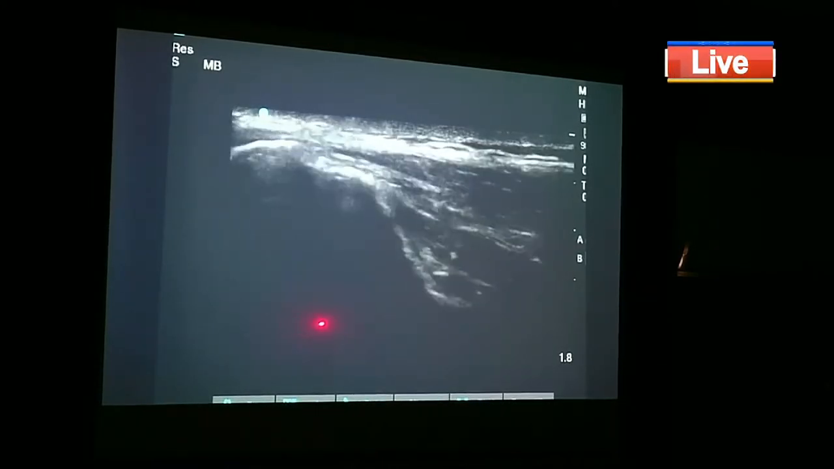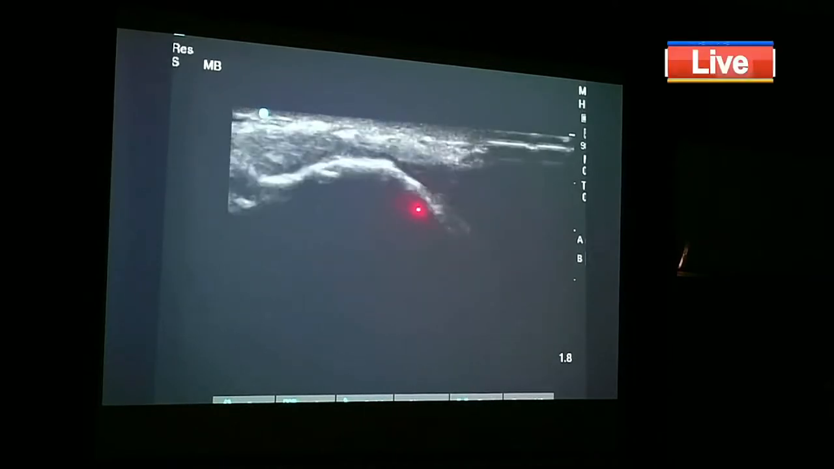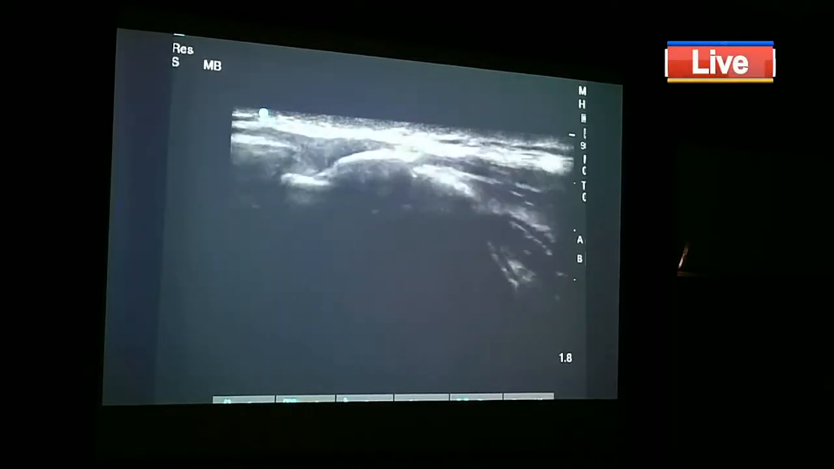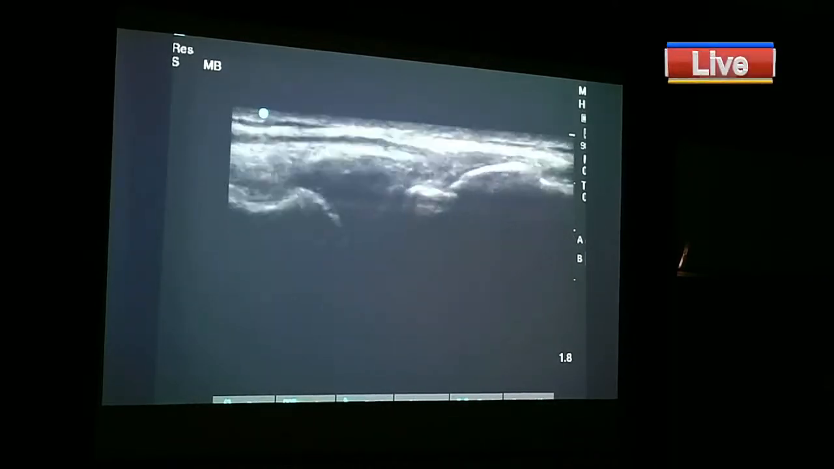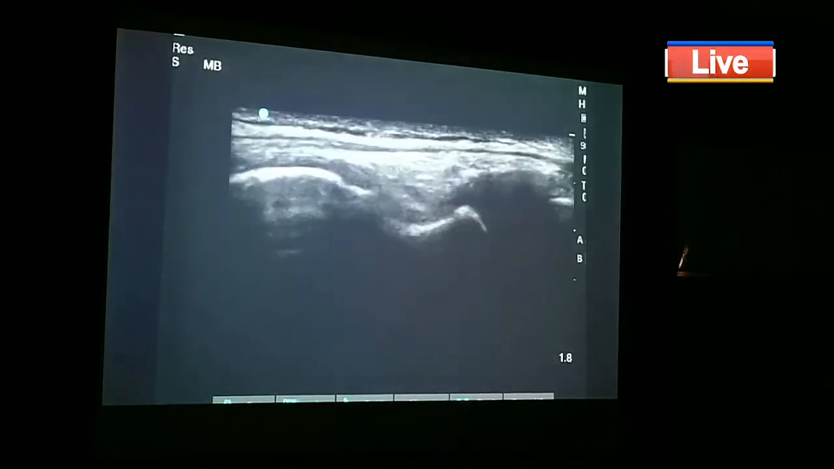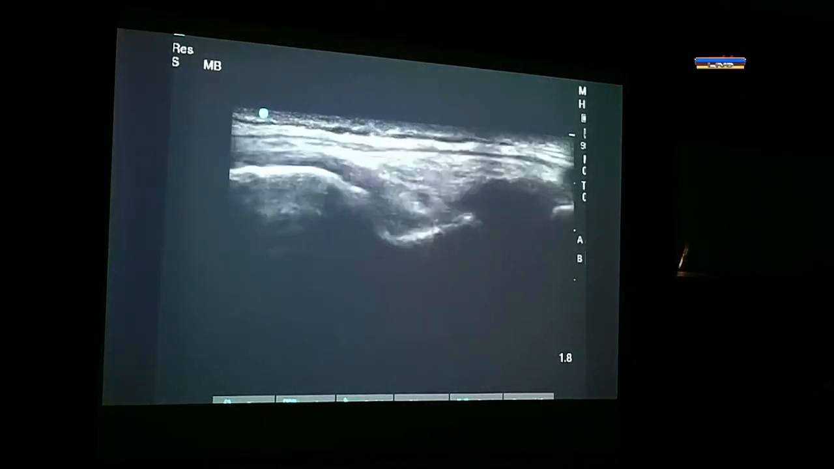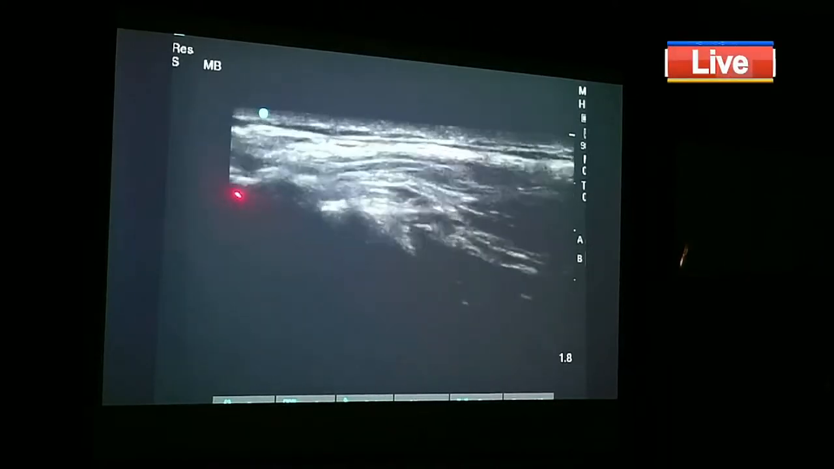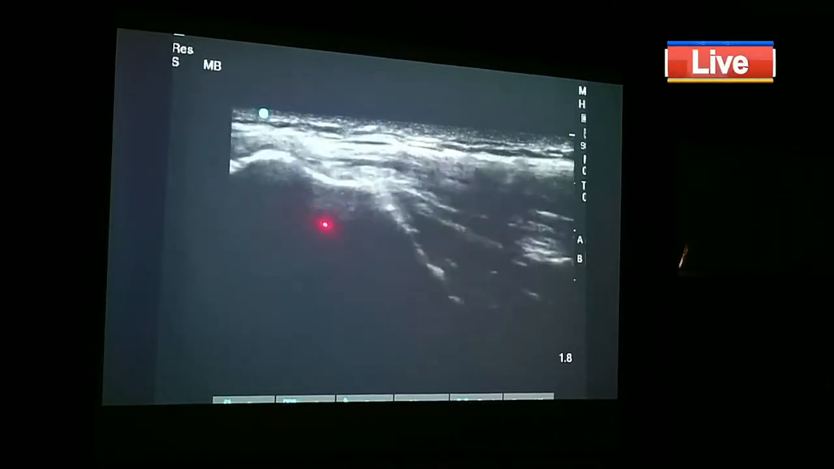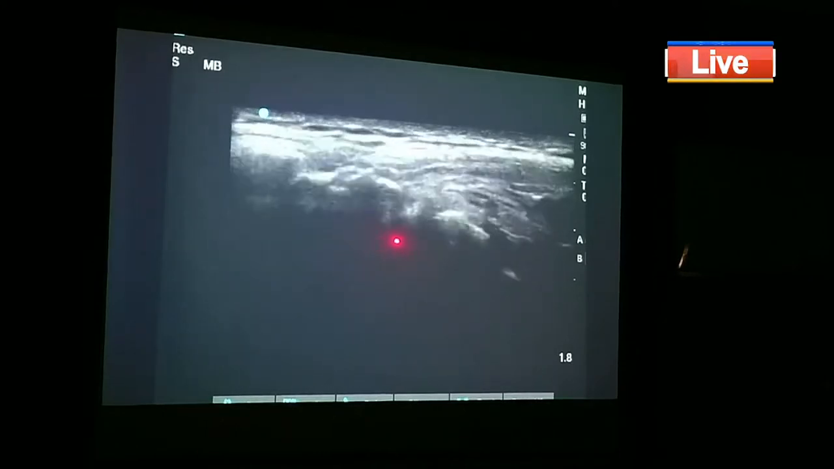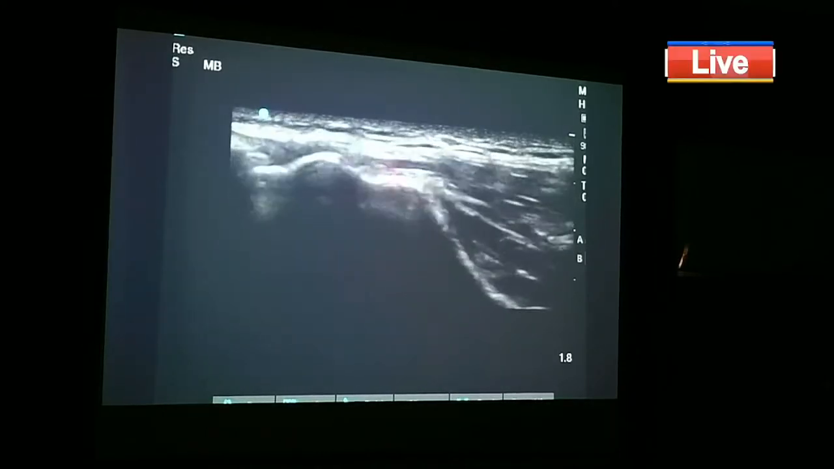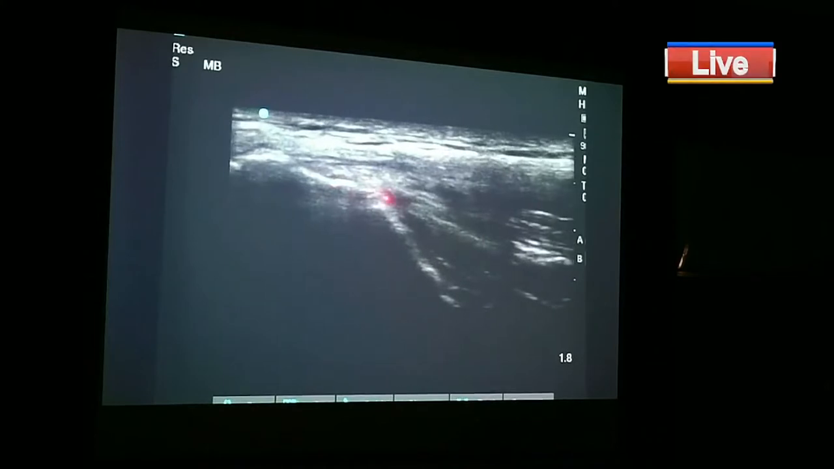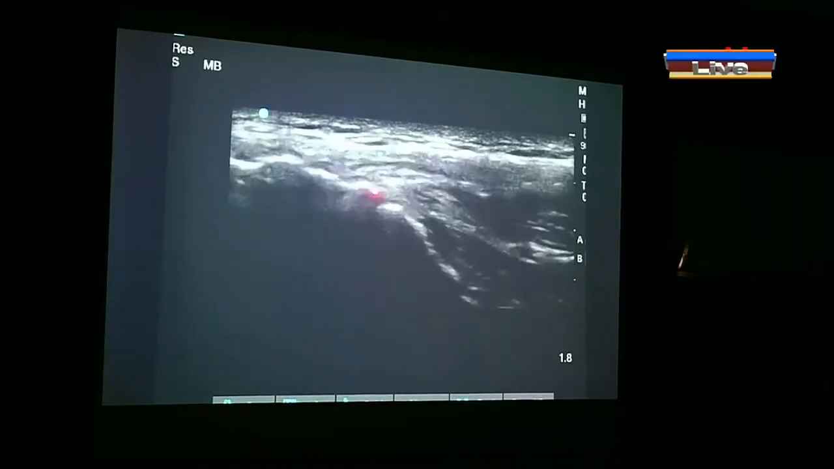So I'm coming down now from here. Okay. So what is the bone which is on the lateral side? Tibia or fibula? Fibula, yes. So as I go down from the tibia, I will start seeing the fibular head. I am on the lateral side. As I go lateral, lateral, lateral, I'll start seeing the fibular head. So this big round thing at the bottom is the head of the fibula.